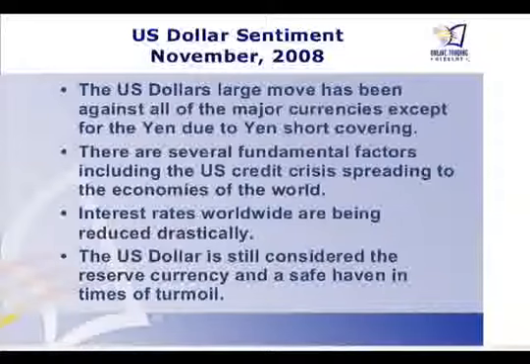Back in November when I was on the last time, we talked about the dollar having a huge move against most of the currencies except for the yen. The fundamental reason for that, of course, was the credit crisis really starting to take off around the world, and everybody was slashing interest rates almost together as a group to try to get this under control. At the time, because of the rally in the dollar, the only explanation that we could come up with was that the dollar was probably still the reserve currency, a safe haven in times of turmoil.